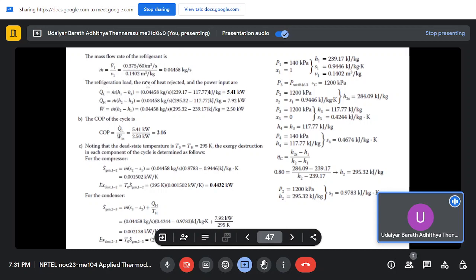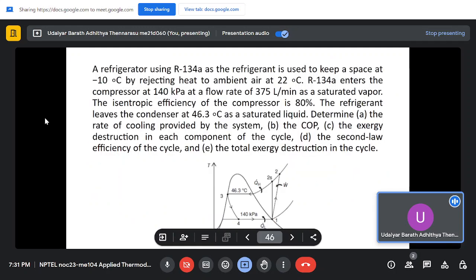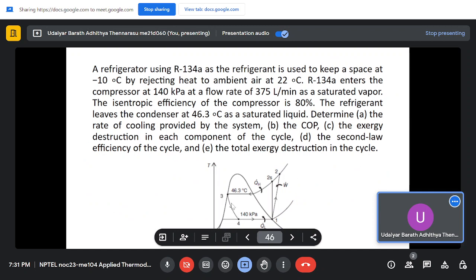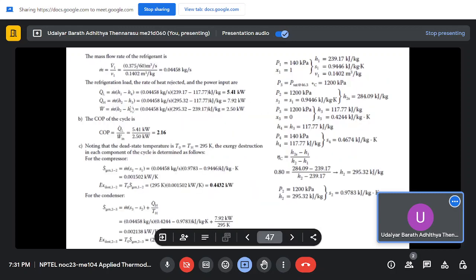Now we can calculate the refrigeration load. We can find out the corresponding enthalpies from the R134A chart. So we can find out H1, H4, H3 and H2. H2s is the isentropic case, and assuming an 80% compressor efficiency, we can find out H2.